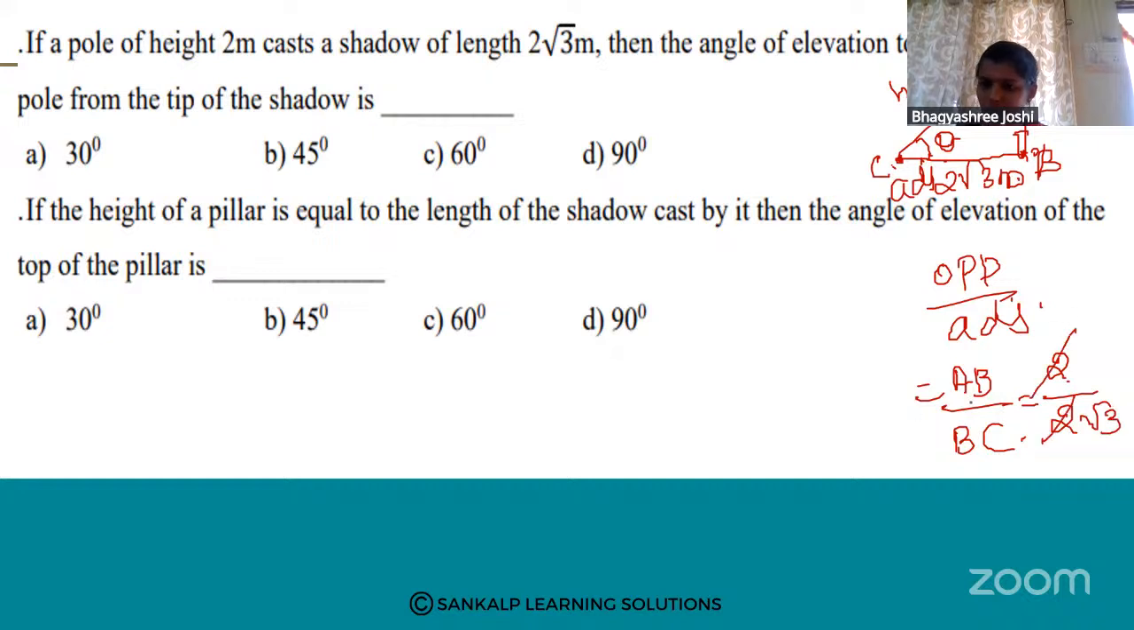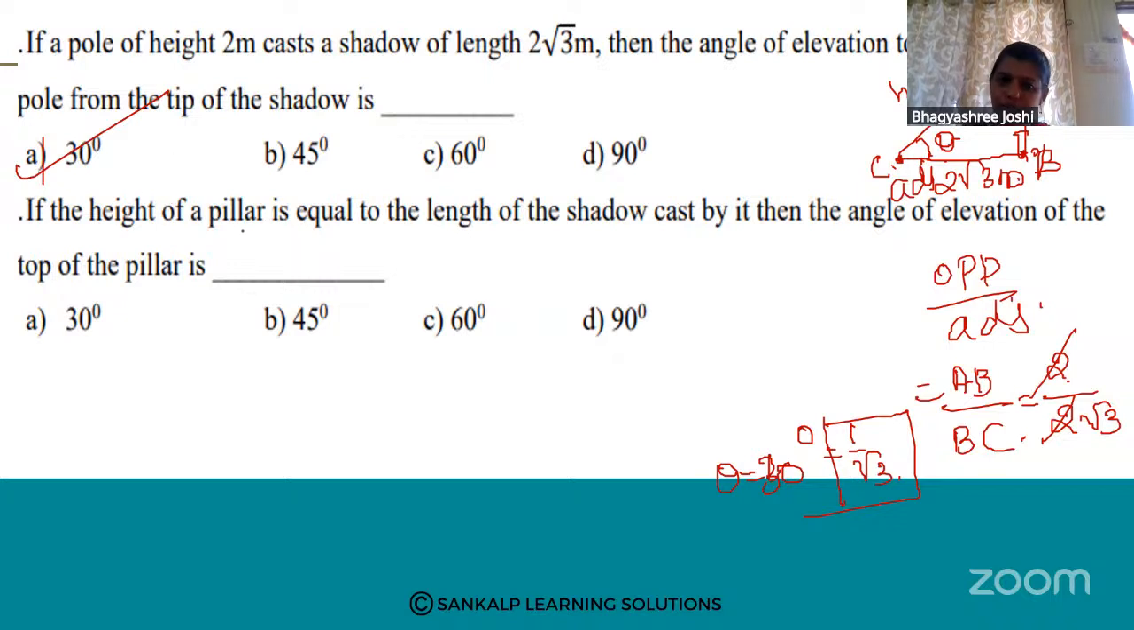So 2 and 2 get cancelled. That is equal to 1 divided by root 3. So tan theta is equal to 1 divided by root 3. That means theta value is 30 degree, because tan 30 degree is 1 divided by root 3. So the angle of elevation is 30 degree.